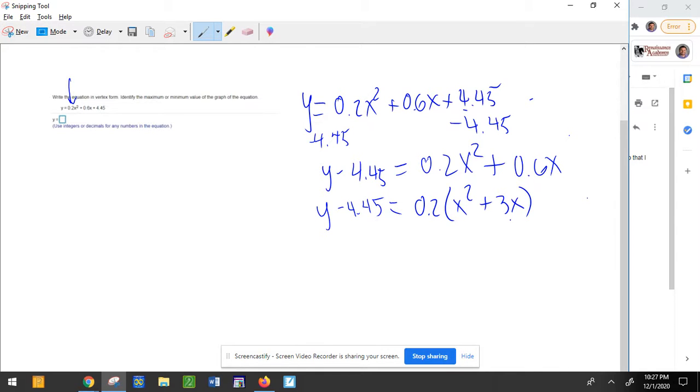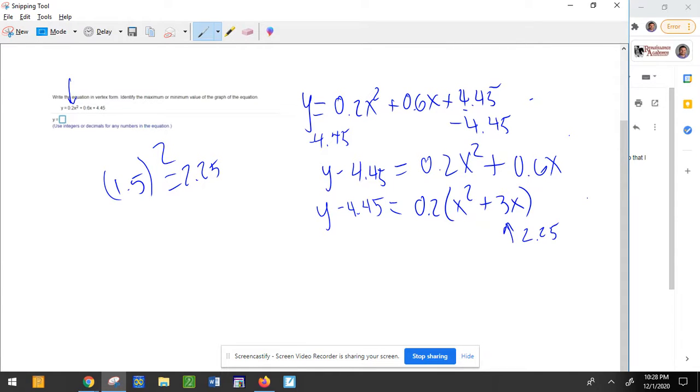Now we're going to complete the square based on the 3. When I divide it by 2, I get 1.5. I'm going to use decimals because we're already using decimals in this question. So instead of using a fraction, just stick with decimals. When I square it, you get 2.25. So that's what we're going to add on both sides.